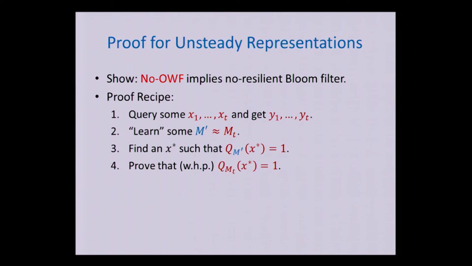And let's see what happens to this recipe in general. The first two steps before were learning an unknown function, and we modeled it as a PAC learning problem. Here, we're not learning a function anymore. We're learning a distribution, because Q is randomized. And moreover, this distribution might change after each query that we do. So this is an adaptively changing distribution.